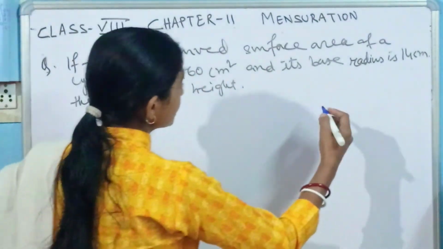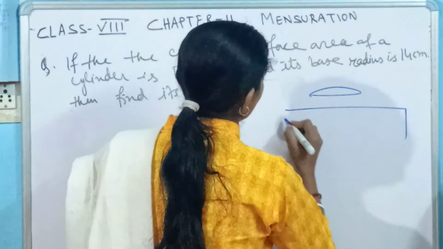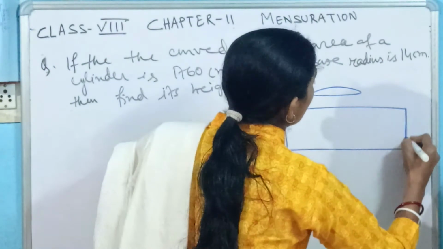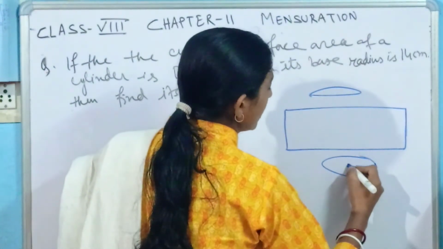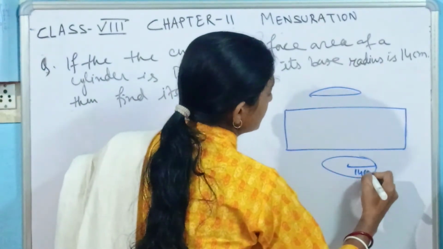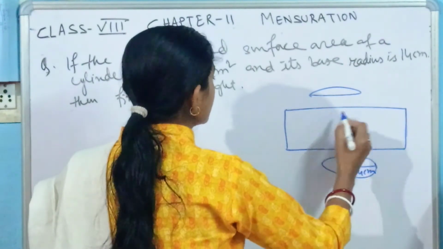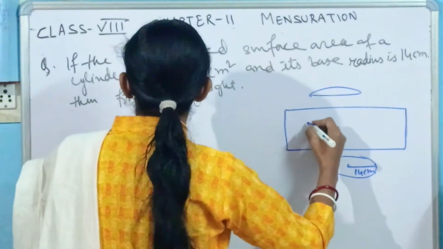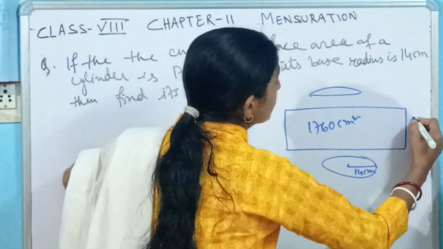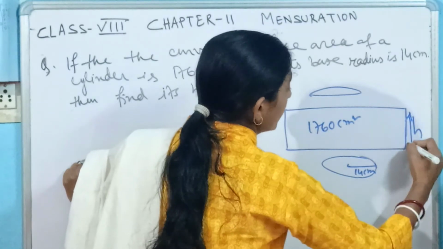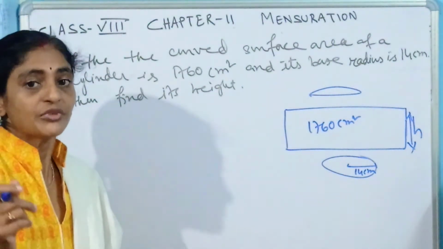Curved surface, that means when we went for the net of this cylinder, this is the lateral surface. The radius, that means this r, has been given, it is 14 centimeter, and the lateral surface area or curved surface area has been given as 1760 centimeter square. So you have to find out the height of this cylinder. So what was the formula we got in this case? Let's come to that.